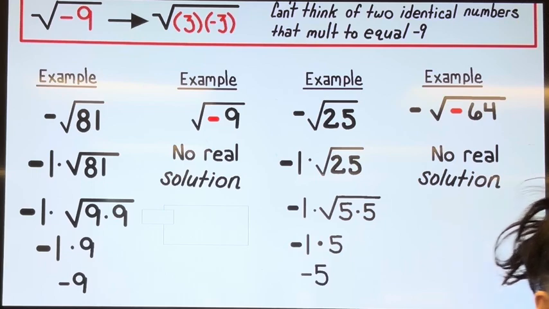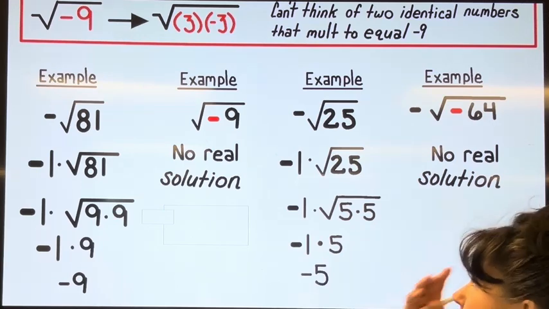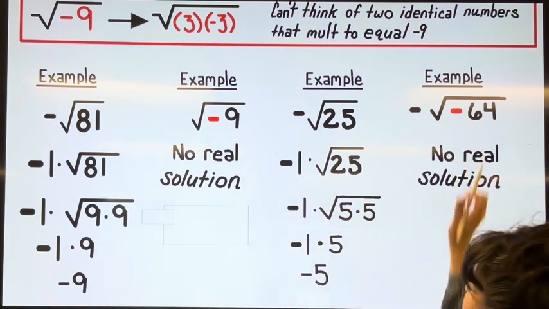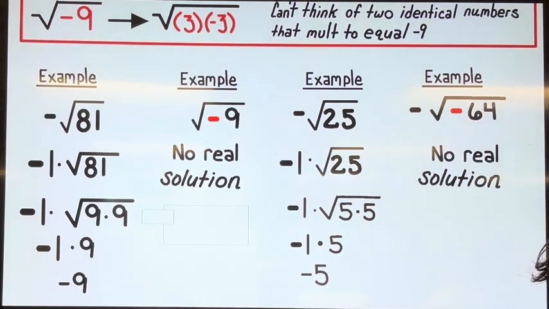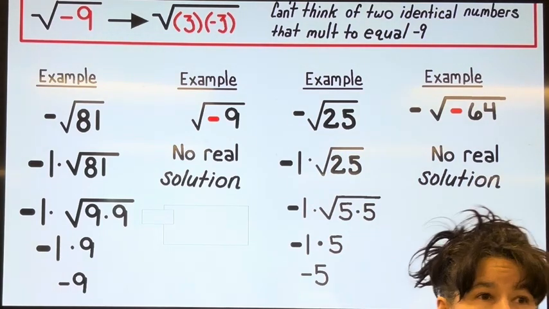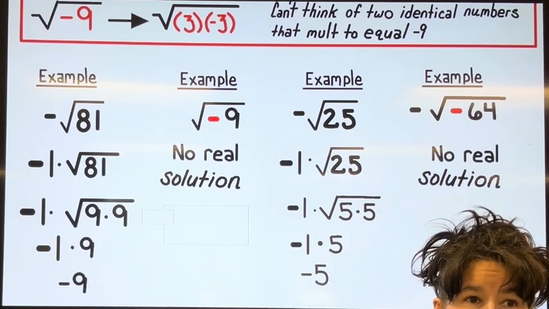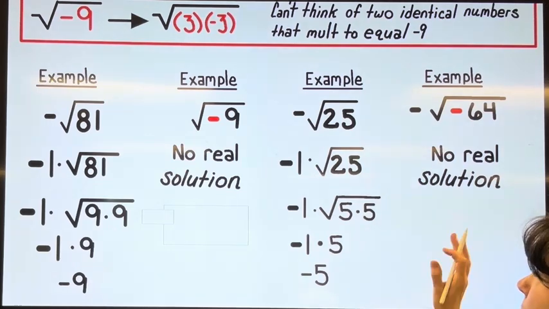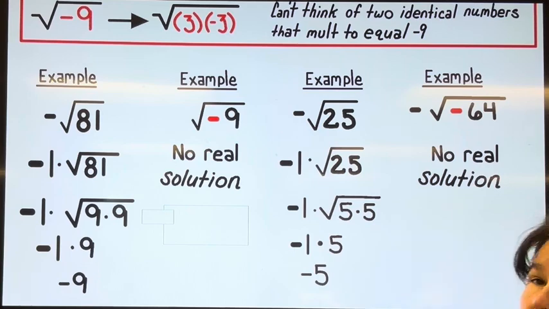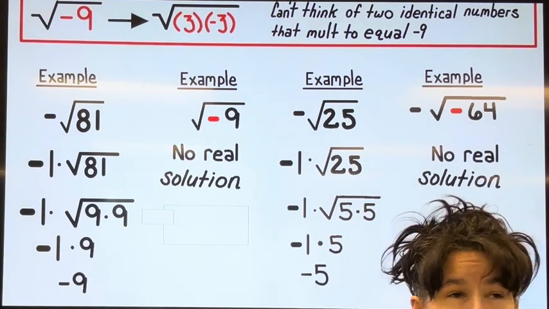So anytime you have an even root, if you see there's a negative underneath the even root, you will have no real solution. We're not to complex numbers yet, so we have no real solution. But if there is not a negative underneath the even root, you're going to go ahead and keep going to find your answer.